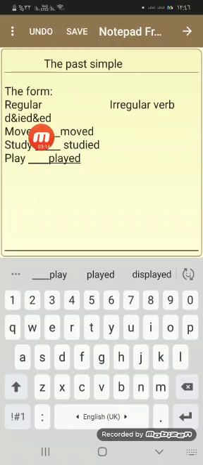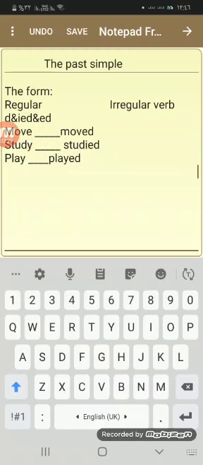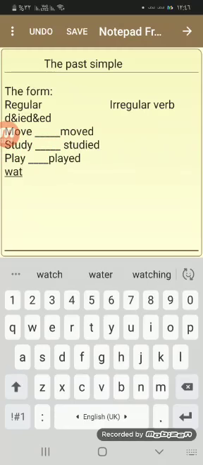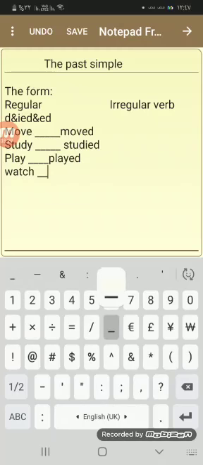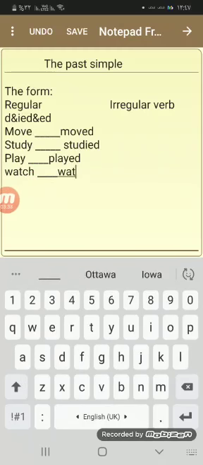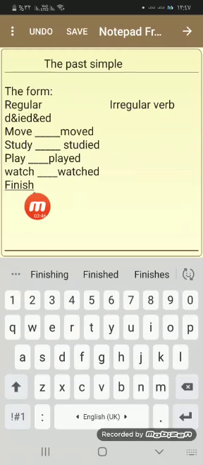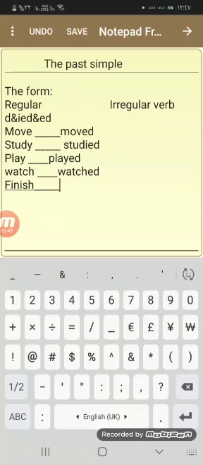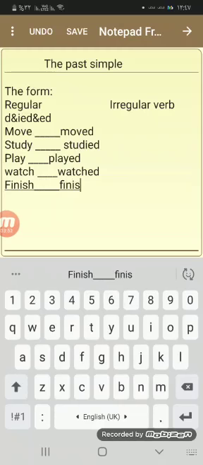Let's take ED. We add ED if the verb doesn't end with E or Y. For example, the verb watch. Look at the verb here. The verb doesn't end with E or Y, so we add ED: watched. Another verb, finish. The verb doesn't end with Y or E, so we add ED. So the verb will be finished. Understand now? This is a regular verb.